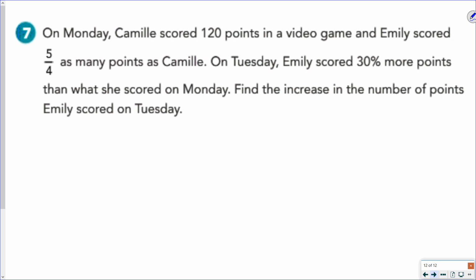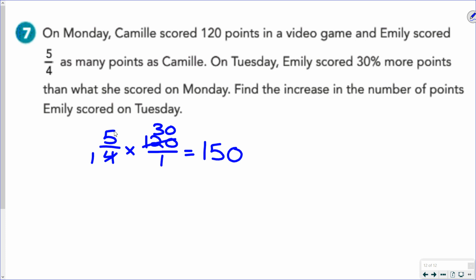And our final example here, number 7. On Monday, Camille scored 120 points in a video game, and Emily scored 5/4 as many points as Camille. On Tuesday, Emily scored 30% more points than what she scored on Monday. Find the increase in the number of points Emily scored on Tuesday. So we'll start this one the same way. It was 5/4 of the 120. 4 becomes 1, 120 becomes 30. 5 times 30 is 150.